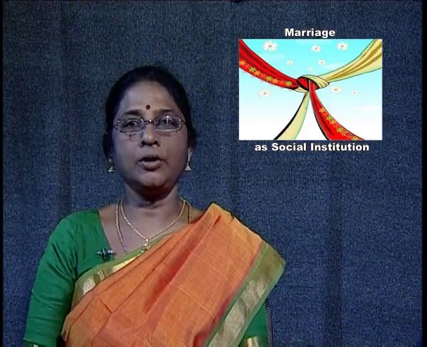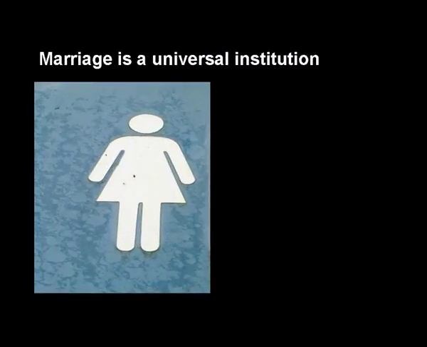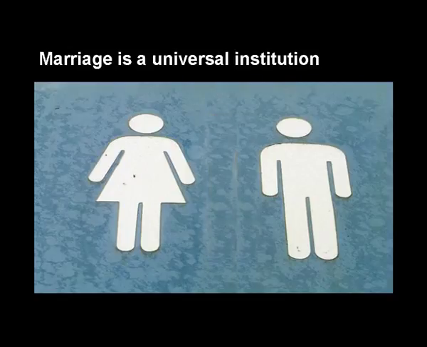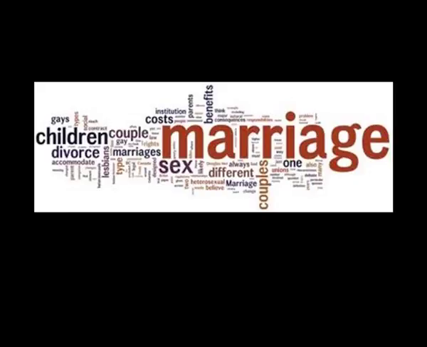Now I will explain some characteristic features of marriage. 1. Marriage is found to be more or less a universal institution. All societies adopt some form of rules for the union of male and female. The pattern or form might differ, but it is universal.